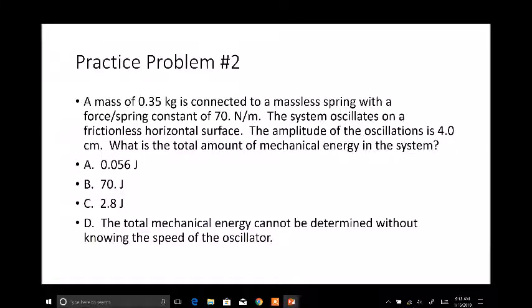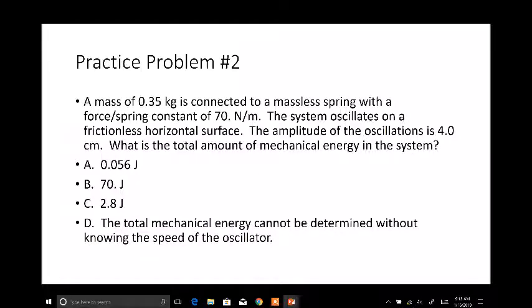All right, so now we're going to look at problem 2. A mass of 0.35 kilograms is connected to a massless spring with a force spring constant of 70 newtons per meter. The system oscillates on a frictionless horizontal surface. The amplitude, remember amplitude is the maximum displacement away from equilibrium, is 4 centimeters. What is the total amount of mechanical energy in the system?